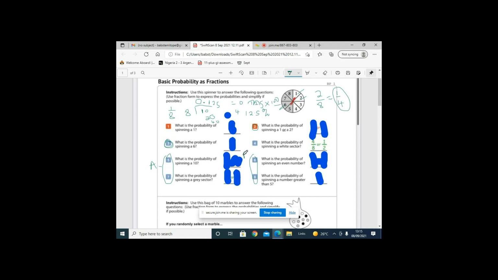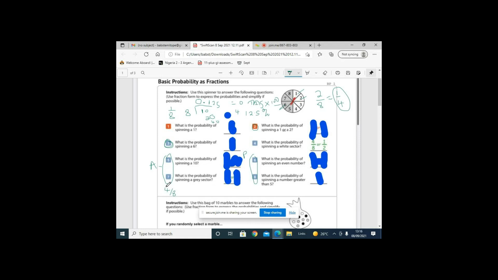So the probability of spinning a gray number is 4/8? Yeah, it's 4/8, yes. Then should I divide to get decimal and percentage? Yeah. Into decimal is 0.5.